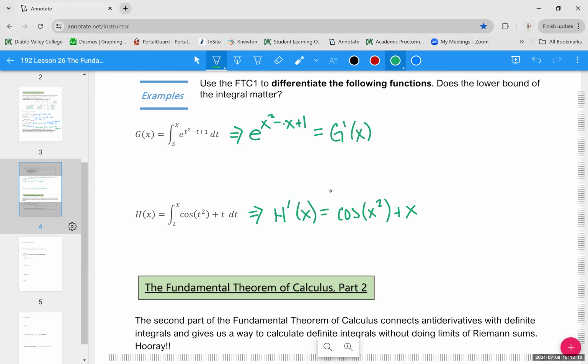So like I said, the problems themselves are not actually very interesting. I'm not going to give you an assessment on these types of problems. There might be a handful in the homework, but it's the concept of the derivative of the integral. They cancel each other out. That's the most important part of FTC part 1.